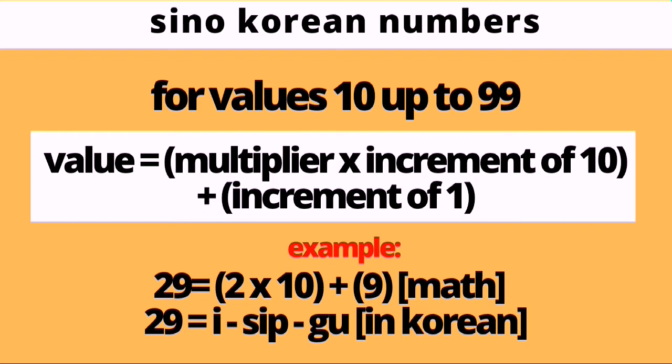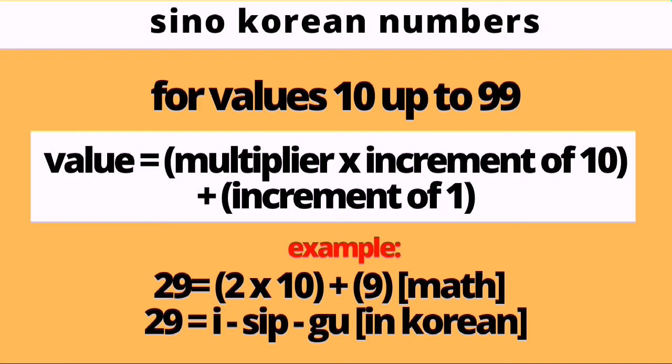So in this formula, we are basically dividing the number into two parts. The first part is the tens place, and the second part is the ones place, just like how we do it in math. Take, for example, number 29. We know that this is composed of 20 and 9.